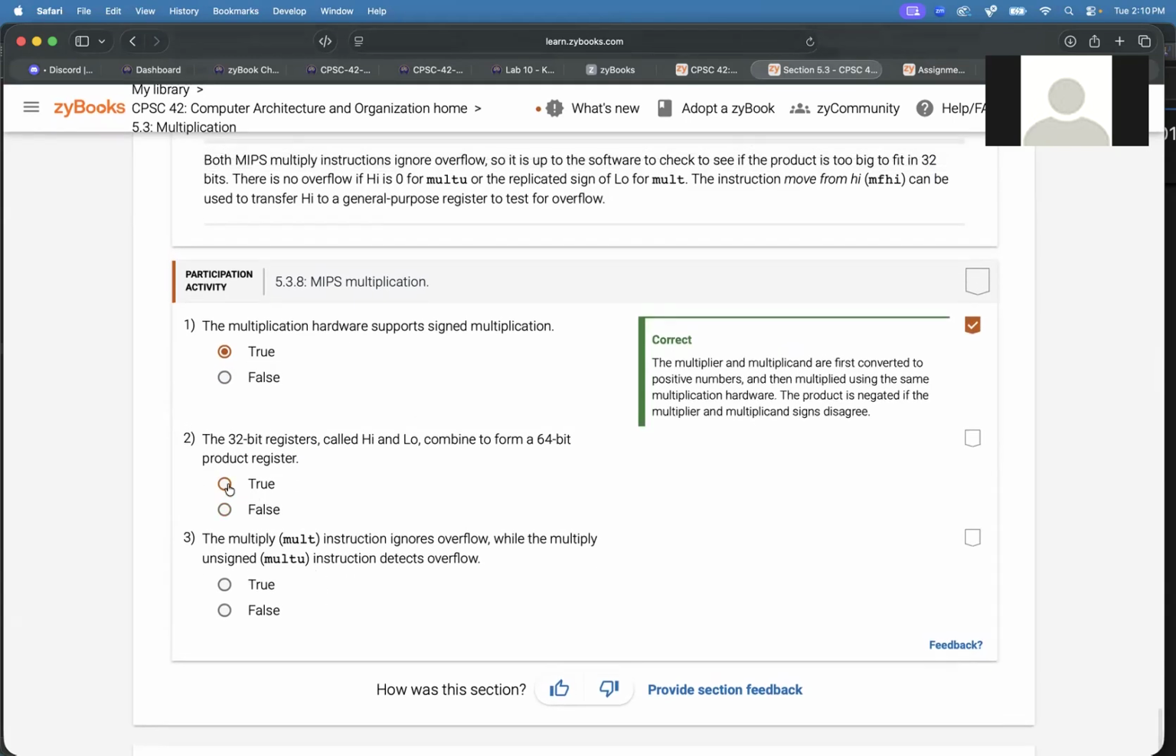You can click through these. These are specifically asking about MIPS, which we're going to see later. You don't need to know it now.